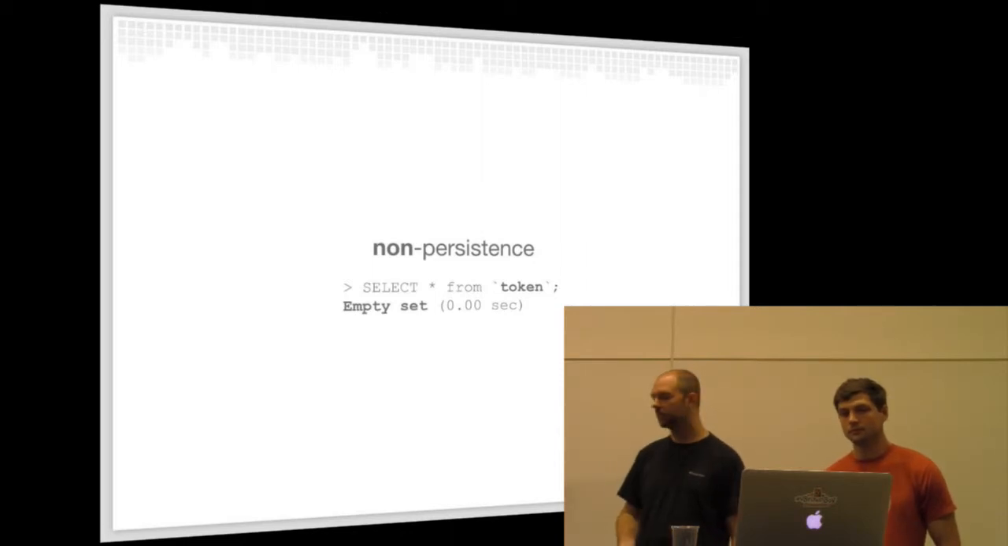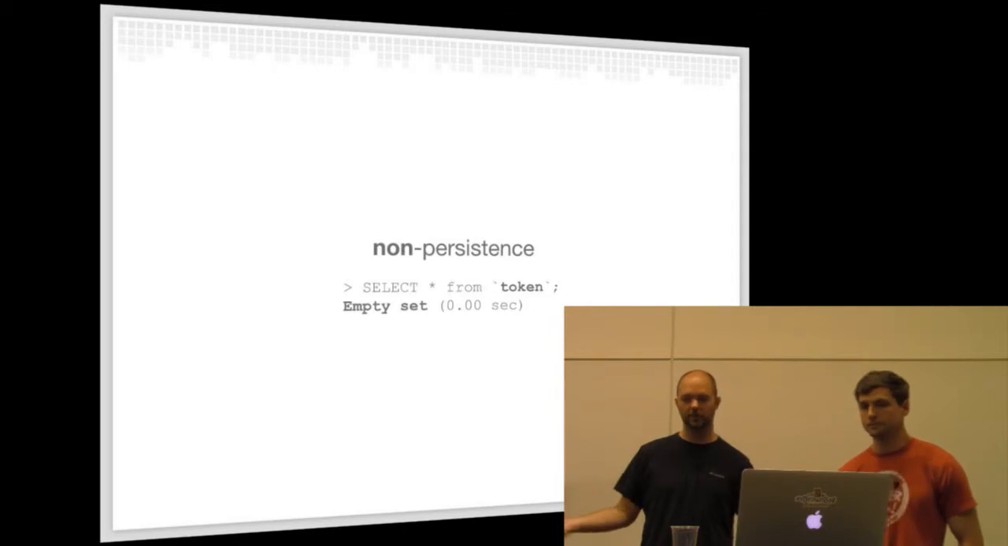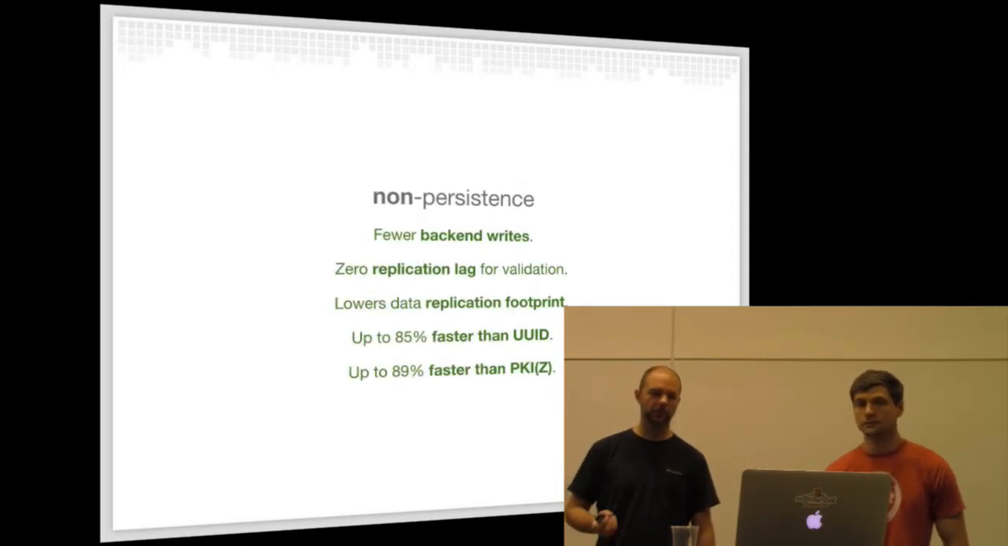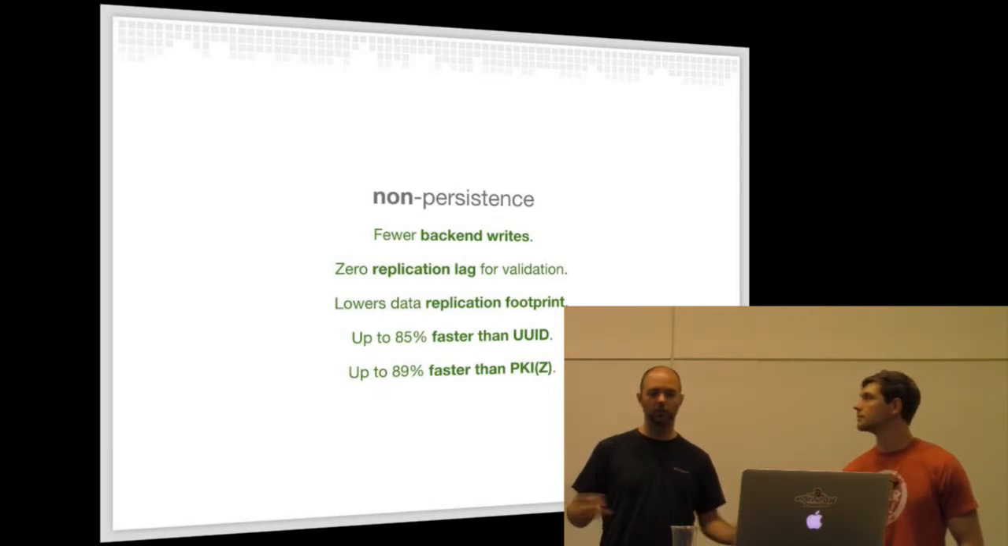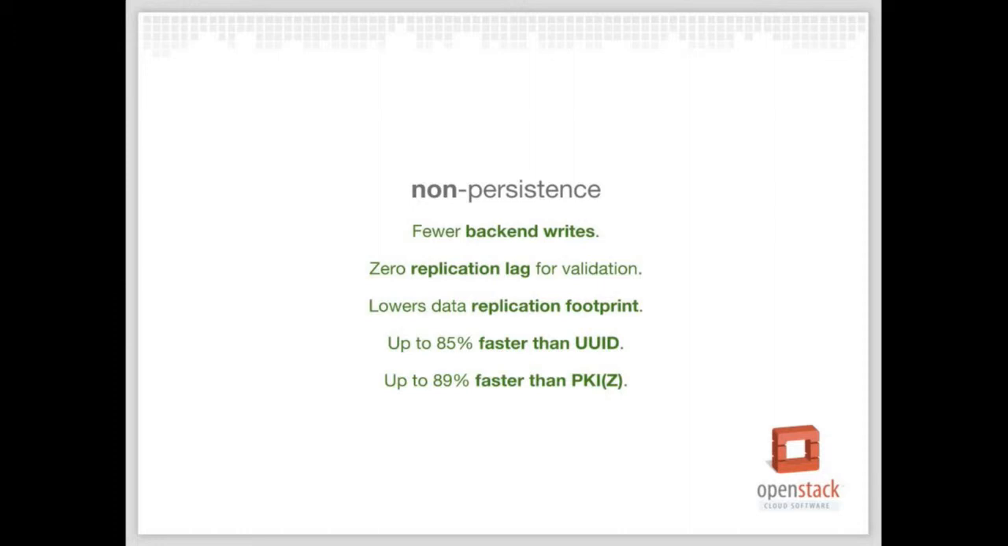So with Fernet, this is what you'll see in a running environment. Token table is just empty, we don't use it. More broadly, with non-persistence, token creation is the most frequent operation that Keystone will see. So fewer backend writes means Keystone is faster.